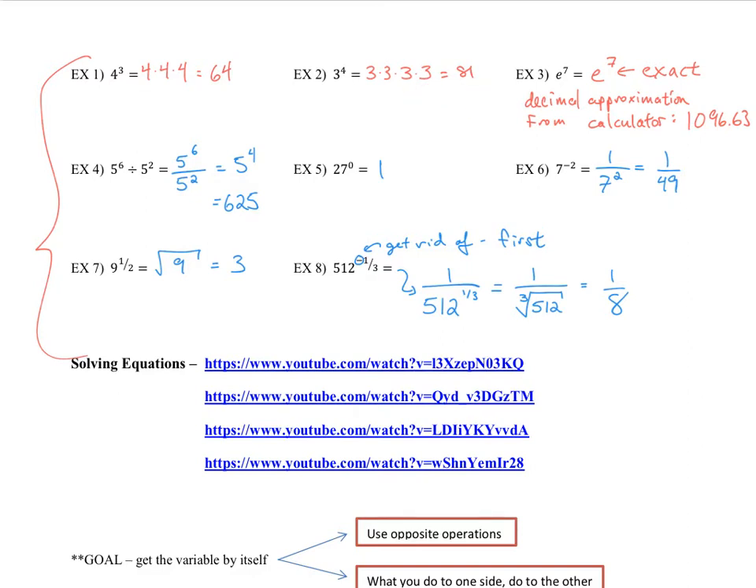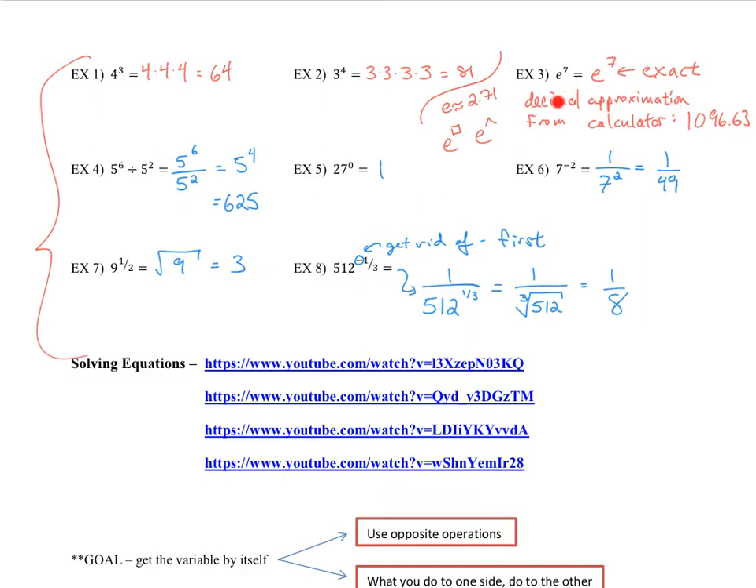Now example 3 is a little bit odd. This is e to the 7th power, and e is approximately 2.71. But for this particular example, you will want to use a calculator. On a calculator, you'll see something maybe like e with a little box up here, or e with a caret up here, something like this. And then you'll just type 7 after you find that button. But the exact answer is e to the 7th power.